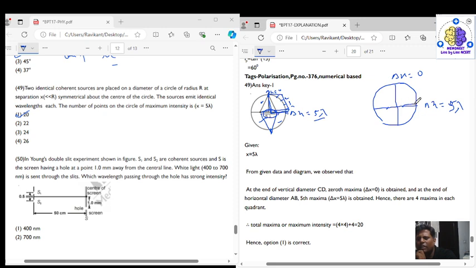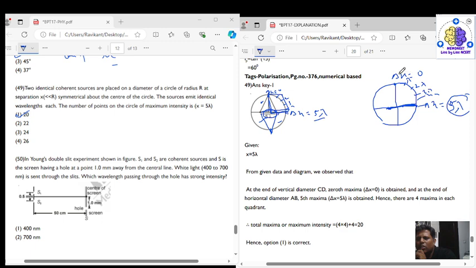So this light will travel, let's say, y distance. So this light will travel y plus 5 lambda. So the path difference will be equal to 5 lambda. Now if the light waves moving from this point to this point have a path difference of 5 lambda, definitely at this point it would have a path difference of lambda, then it would increase to 2 lambda, then 3 lambda, then 4 lambda, and then finally 5 lambda.